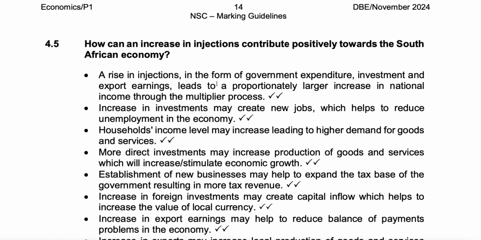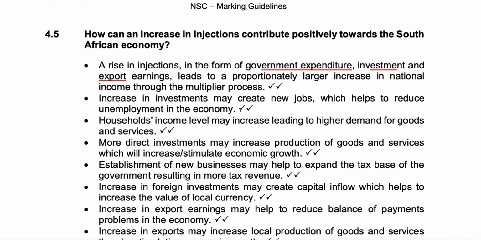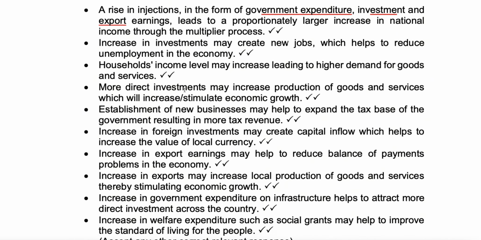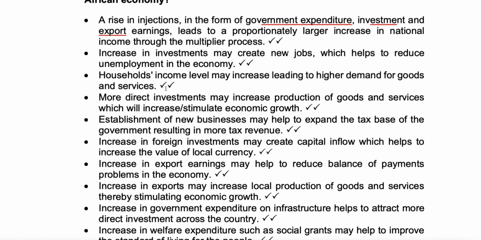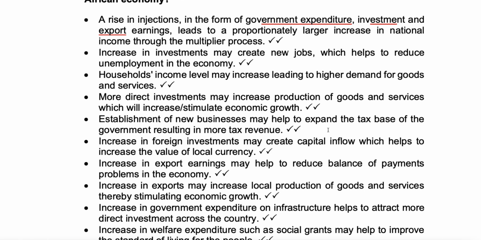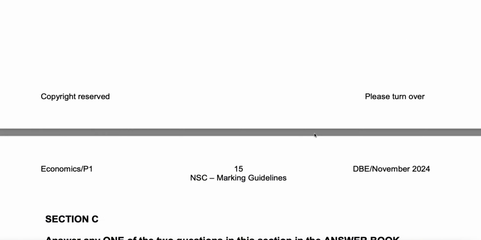How can an increase in injections, a rise in injections in the form of government expenditure, we mentioned this, investment spending, we mentioned export earnings, lead to a proportionately larger increase in national income through the multiplier effect? Yeah, that's a good point. There's a lot you can say. You can pause this and write this.